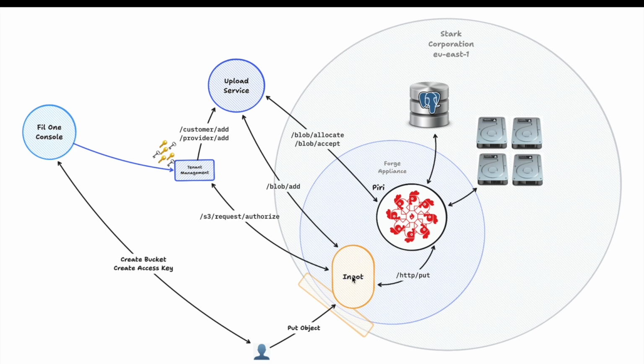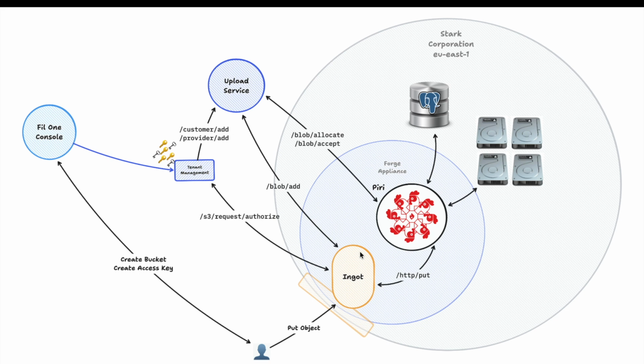The magic here is that Ingot and Piri have an affinity. So every time we try and add some data, typically when you ask the upload service to store some data in the Forge network, it will look at the list of registered storage providers and make a judgment call about which one is the best one to put the data to. In Ingot's case, that will always be the Piri node that is co-located with it. So we call that affinity. The Ingot node has affinity to a particular Piri node that is running co-located.